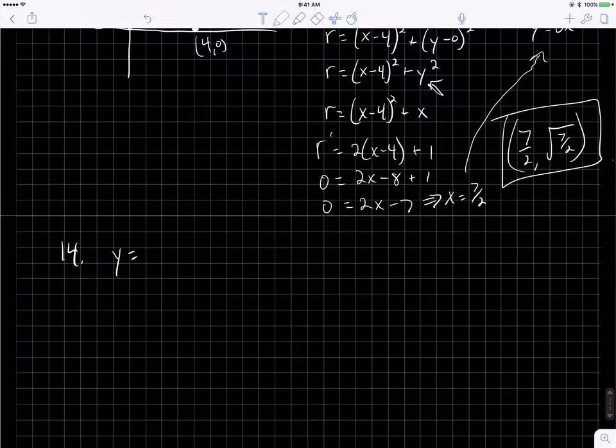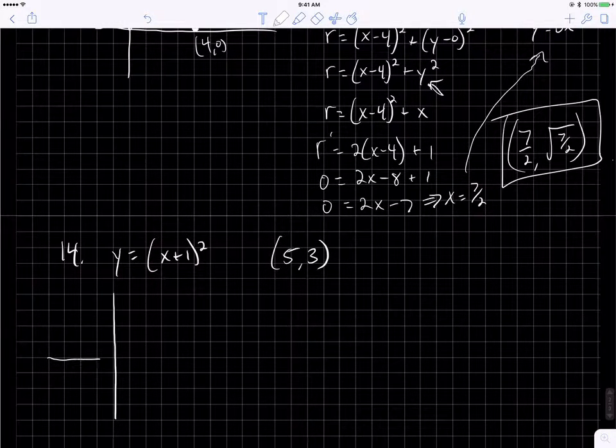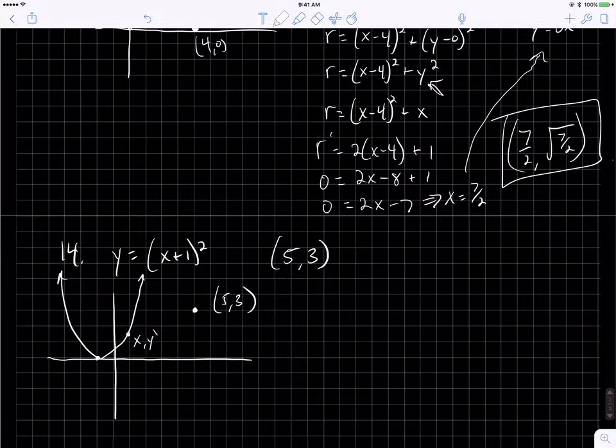We want the point on the curve x plus 1 squared closest to 5, 3. So x plus 1 squared looks something like this. 5, 3. Just based on the picture, it looks like there's only going to be one point that's closest.